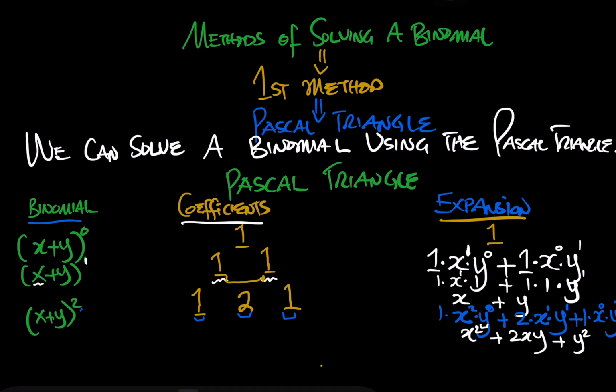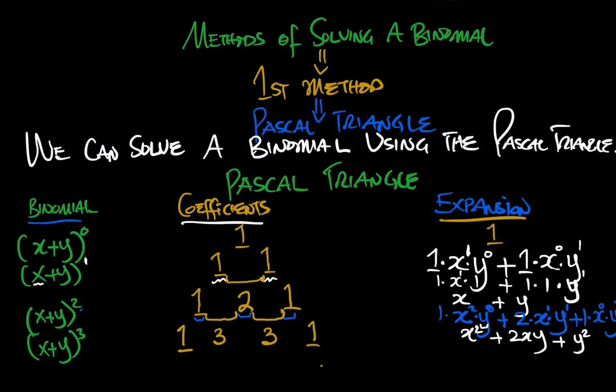Then the next one we're going to have is maybe x plus y to the power 3, like this. And then the coefficient is still going to be 1 on the outside here. Then we're going to add these two. We're going to add them, and we're going to get 3. We're going to add these two again. We're going to get 3, and we're going to put a 1 outside of it like that.